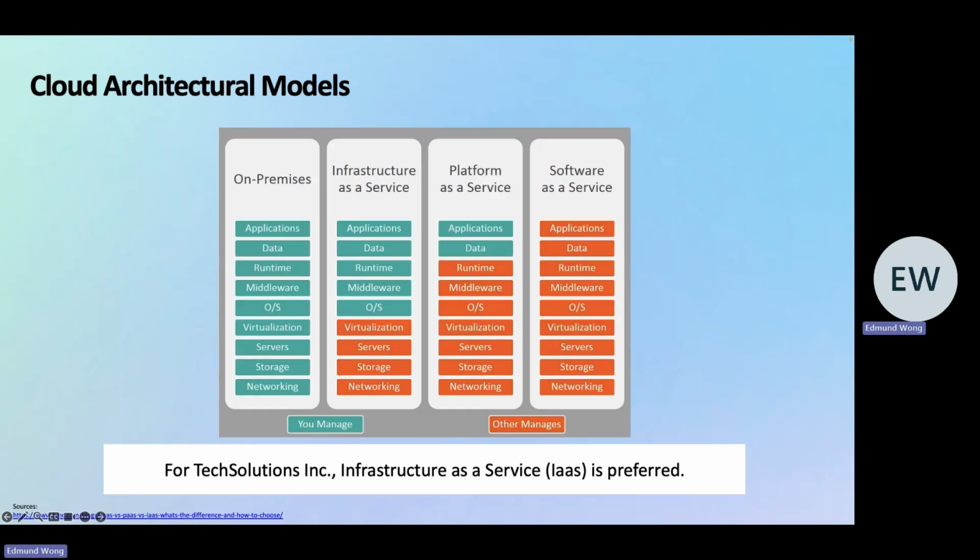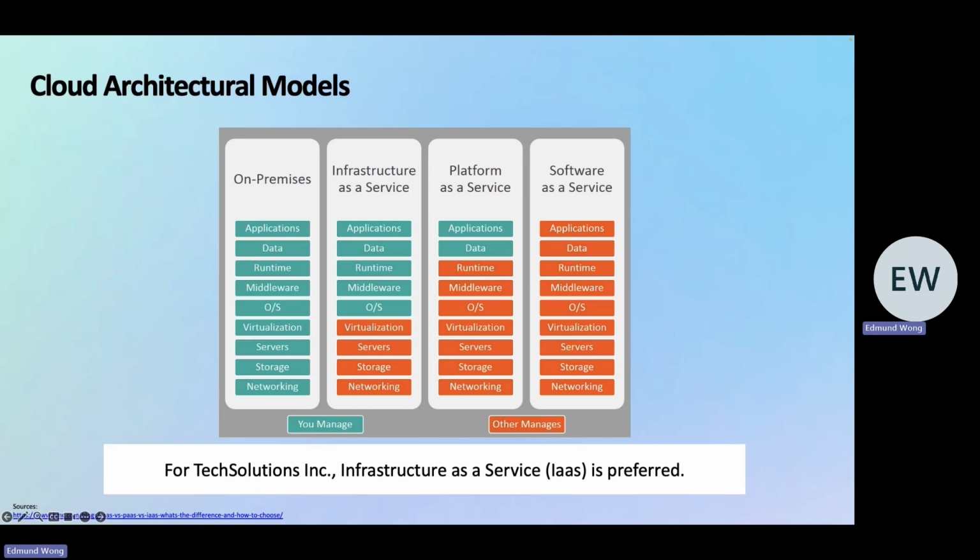Now, if we look at the three types of cloud services, we have infrastructure as a service, platform as a service, software as a service. We have the on-premise, which is not really a cloud. It is their current infrastructure in-house, where they would be wanting to transfer to one of these three services. And it really depends on the amount of control that the organization wants.